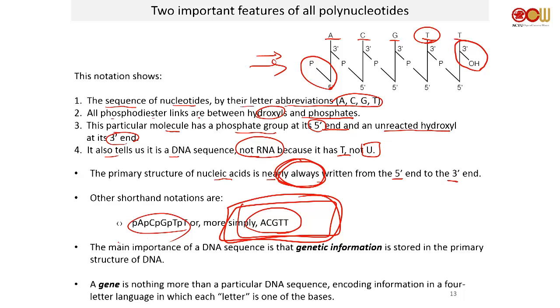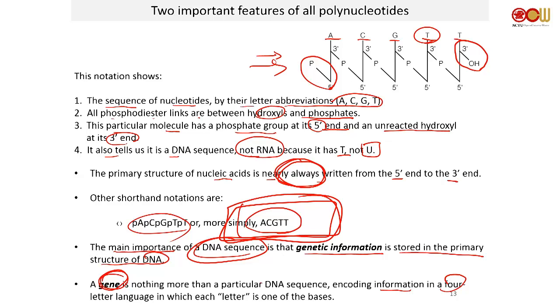All right. So the main importance of a DNA sequence is that the genetic information is stored in the primary structure of DNA. A gene, every time we talk about a gene, is nothing more than a particular DNA sequence, which encodes information in a four-letter language, where each letter is one of the bases. So genes are just a sequence. This is something that molecular biology will talk more about.